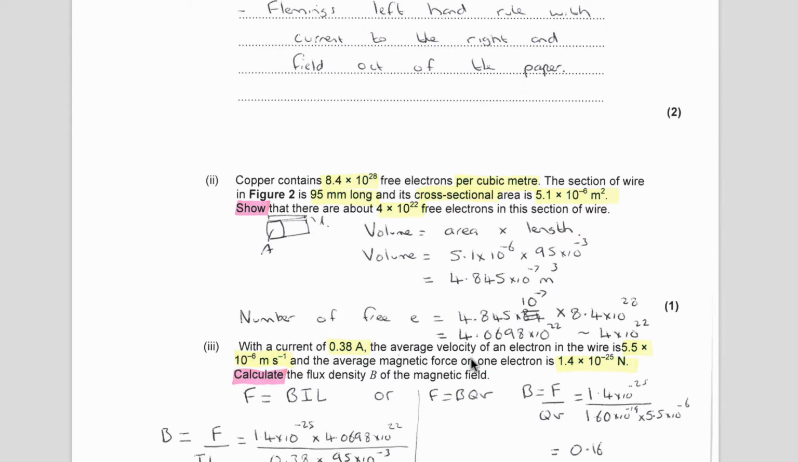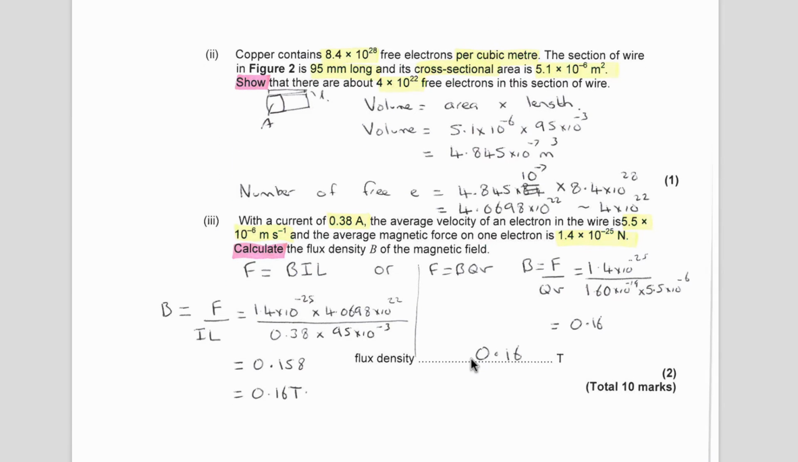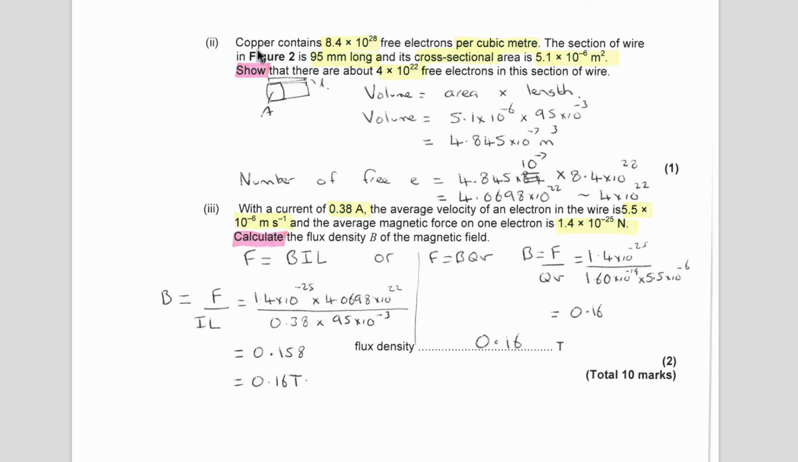In part 2 of this particular question, we're then told that this copper wire contains this many free electrons per cubic meter. So every cubic meter's got this many free electrons in it. The section of the wire is 95 millimeters long, and it has a cross-sectional area of this amount of meters squared here. We're asked to show that there are approximately 4 times 10 to the 22 free electrons in this section of wire.